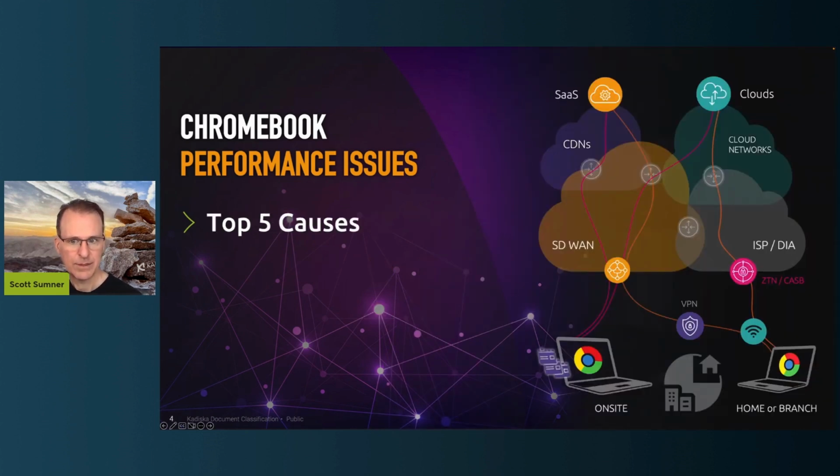So the top 5 causes of why Chromebook performance can suffer, it's really quite a diverse chain of events that go all the way from the on-premise or the work from home type user all the way through to the software as a service, SaaS applications, and cloud hosted applications that they're using. It starts really with the device itself. Are there a lot of plugins installed on the device? Are there any background processes? Is the browser performing? Is it up to spec? Does it have the latest Chrome updates?